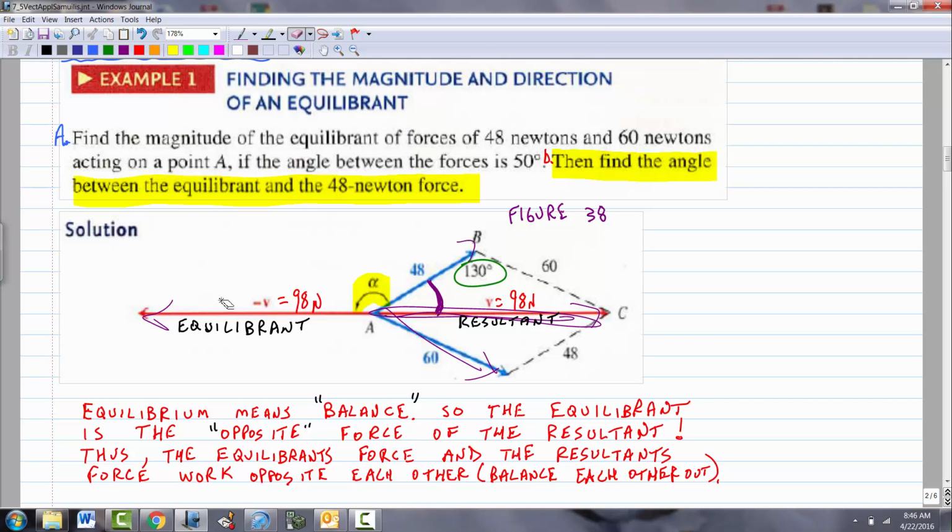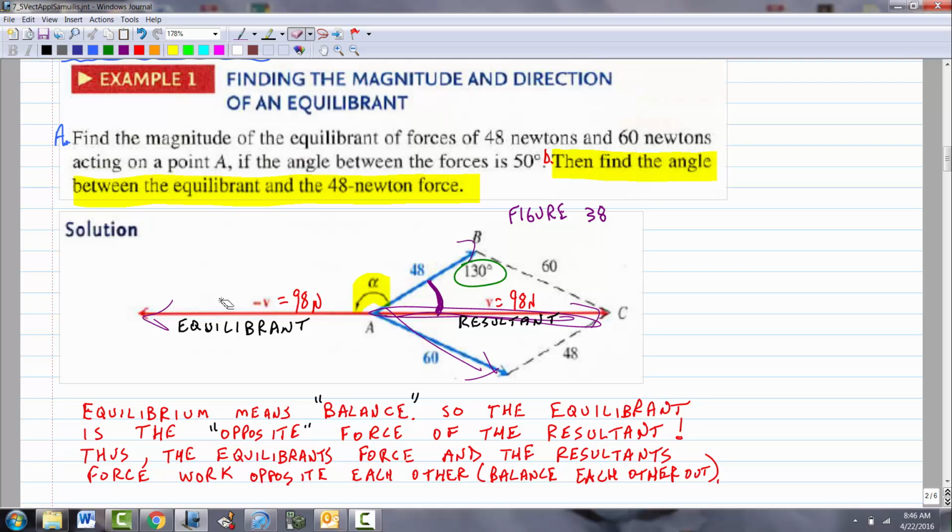Okay, so find the magnitude of the equilibrant of the forces of 48 and 60. All that means is find the resultant; the equilibrant is equal to that. But then where it gets tricky is: find the angle between the equilibrant and the 48 Newton side. So again, if this isn't drawn, you have to create this drawing.